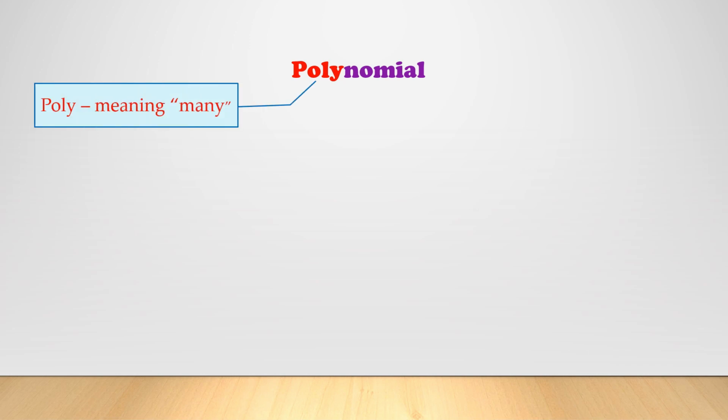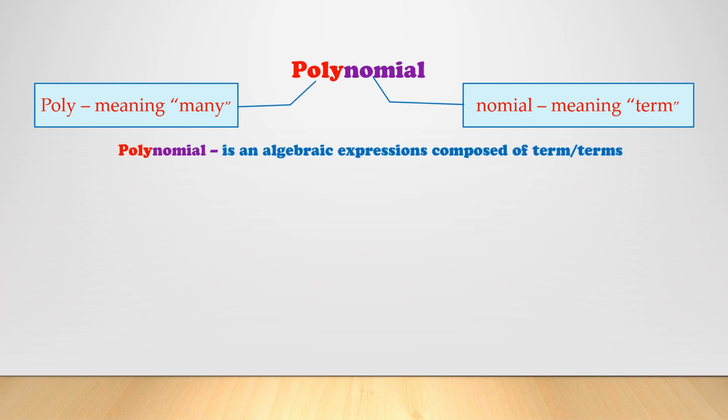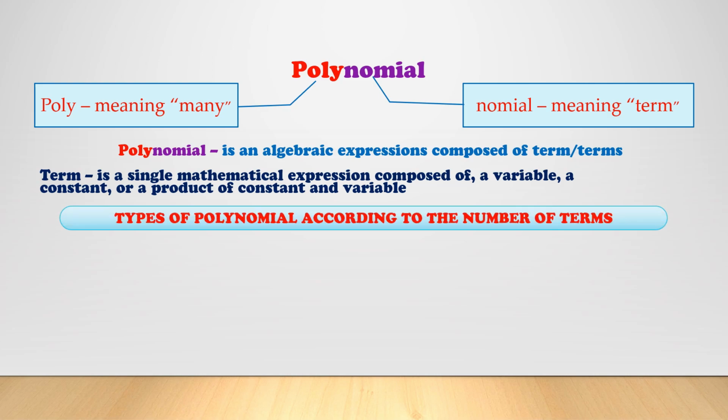So polynomial is actually composed of 2 words. So we have the poly meaning many and nomial in this one meaning term. So therefore, we can say that polynomial is an algebraic expression composed of terms. And when you say term, it is a single mathematical expression composed of a variable, a constant, or a product of constant and variable. There are actually types of polynomial according to the number of terms.